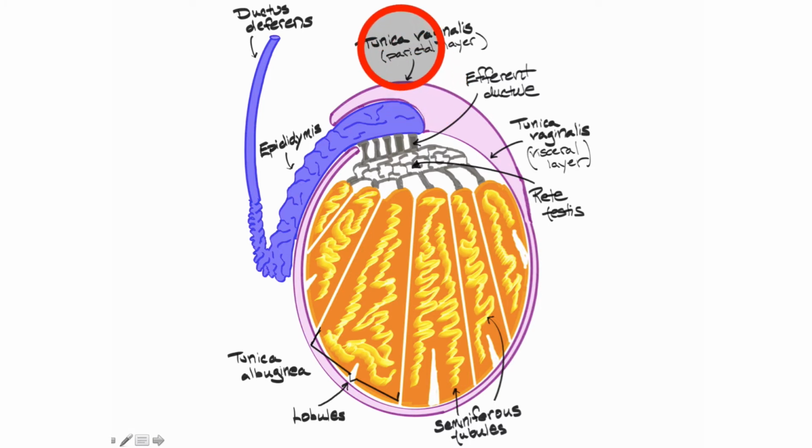The tunica vaginalis is one of them that actually has two layers to it. An outermost layer, which is a parietal layer, and then it folds upon itself, and the innermost layer is known as the visceral layer. So the tunica vaginalis is composed of two layers. The outermost layer is the parietal layer. The innermost layer is the visceral layer. In between those layers, all the way around the testis, is fluid that helps protect and lubricate the testes.